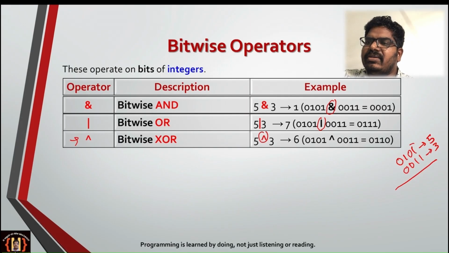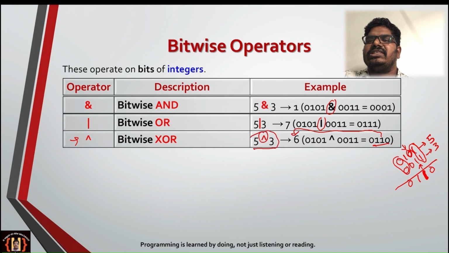Now here in this case, both are 1, that's why it is 0. Here you can see the first one is 0 and the second one is 1, so exactly one is 1, that's the meaning. That's why we have 1 here. And in the second case also 1 here. And here both are 0, that's the reason it is 0. Now what is the numeric equivalent of 0110? The decimal equivalent is 6. So when I perform the 5 cap 3 operation, the result we get is 6.